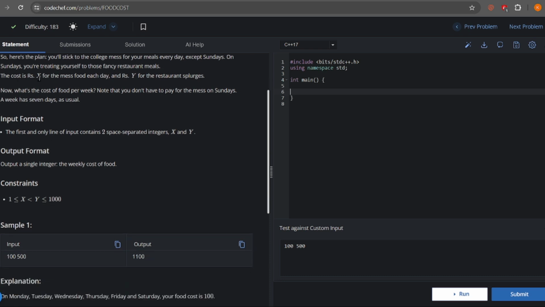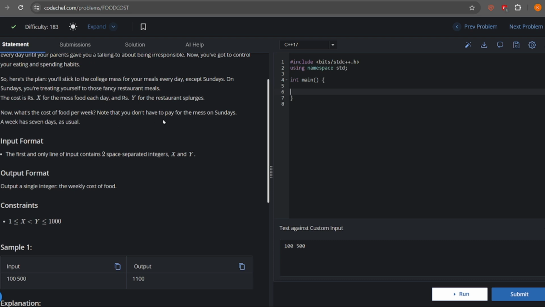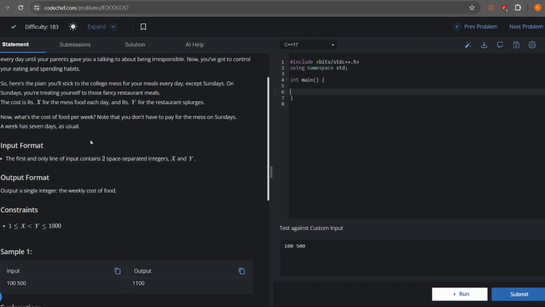The cost is rupees X for the mess food each day and rupees Y for the restaurant splurge. What's the cost of food per week? Note that you don't have to pay for the mess on Sundays. A week has 7 days as usual. So obviously we need to multiply X with 6 because there are 6 days in which we're going to eat the food from mess, and then one day is like a cheat day on Sundays.